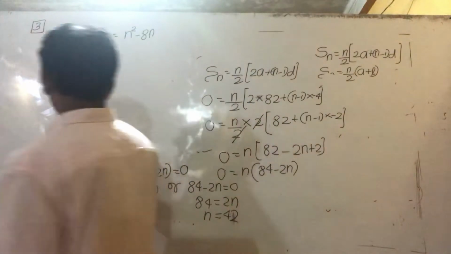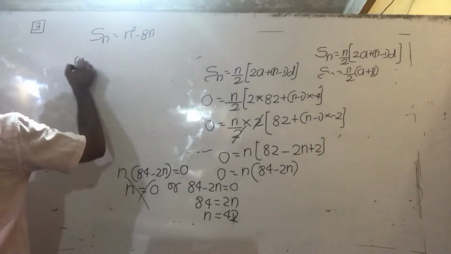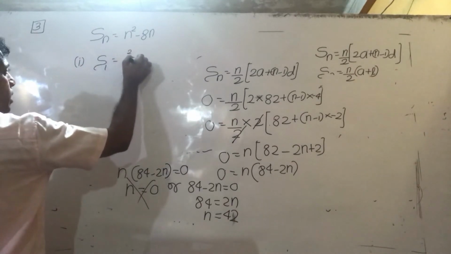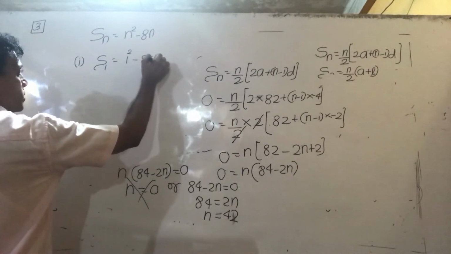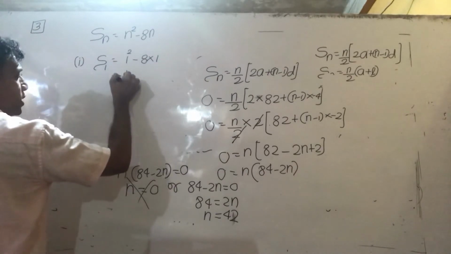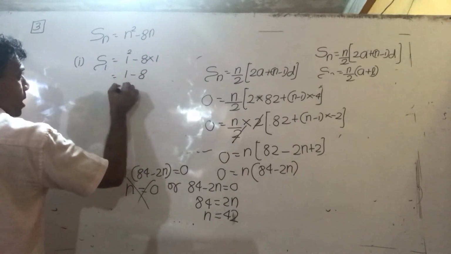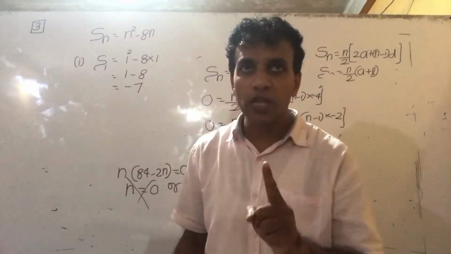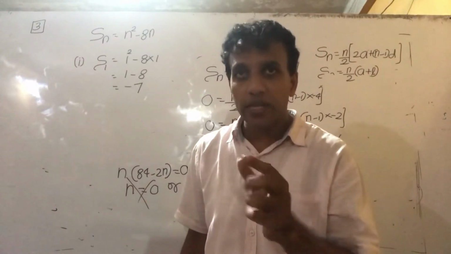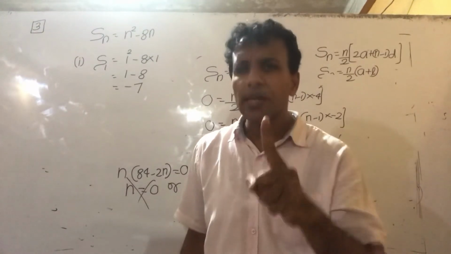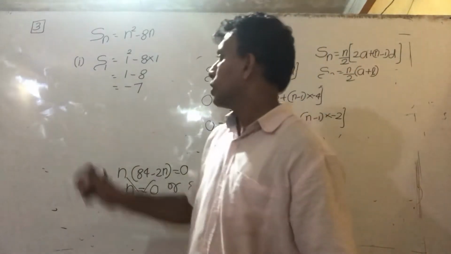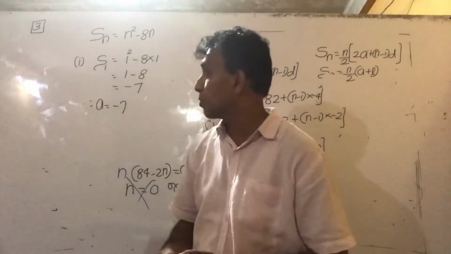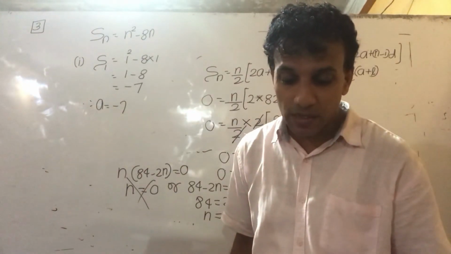Put n for 1, right? S1 equals 1 square minus 8 times 1. What is 1 square? 1. 1 times 8, 8. Minus 7. What is S1? It is the sum of one number. One number means that's the first number, right? Therefore, a equals minus 7. Okay. First term is minus 7.